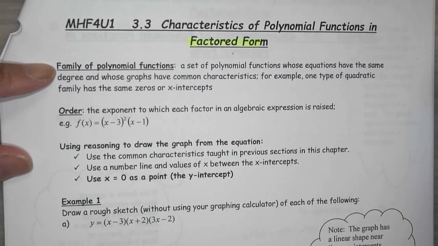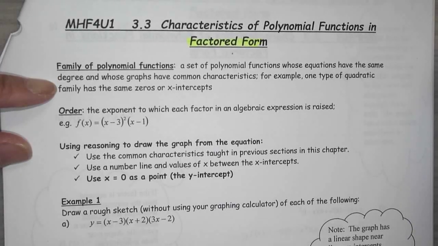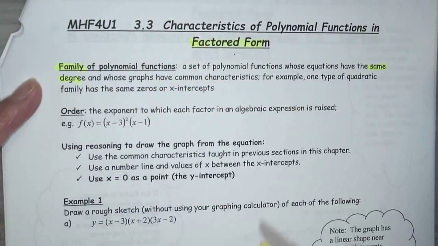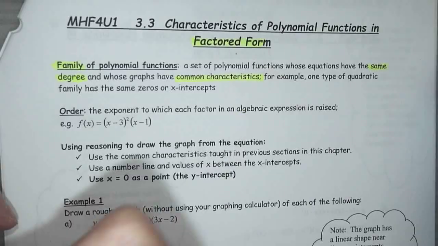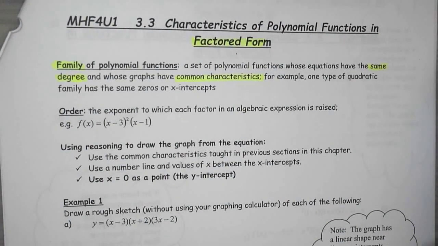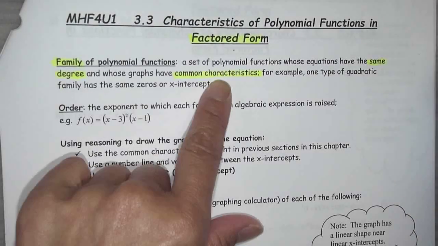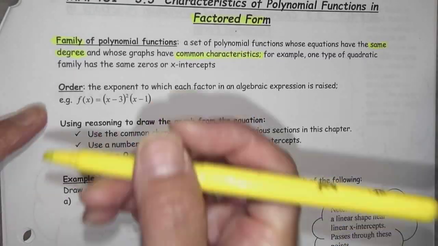The first thing we have here is this definition. The family of polynomial functions is the set of polynomial functions whose equations have the same degree, and whose graphs have common characteristics. Of course, if they have the same degree, they have common characteristics. So if I know it's cubic, what do I know about it? If I know it's a power of 4, what do I know about it? We're using those characteristics. It's not a super important definition. They're just saying that with the degree, we know certain characteristics, which is what we were talking about in 3.2.